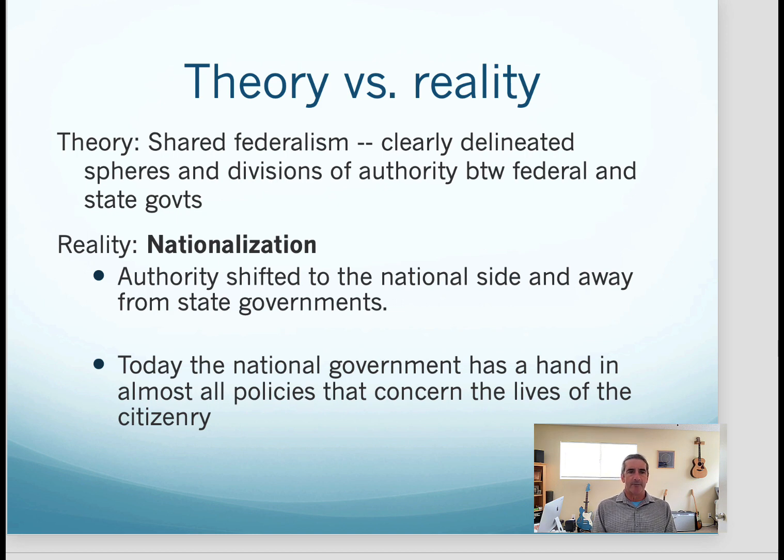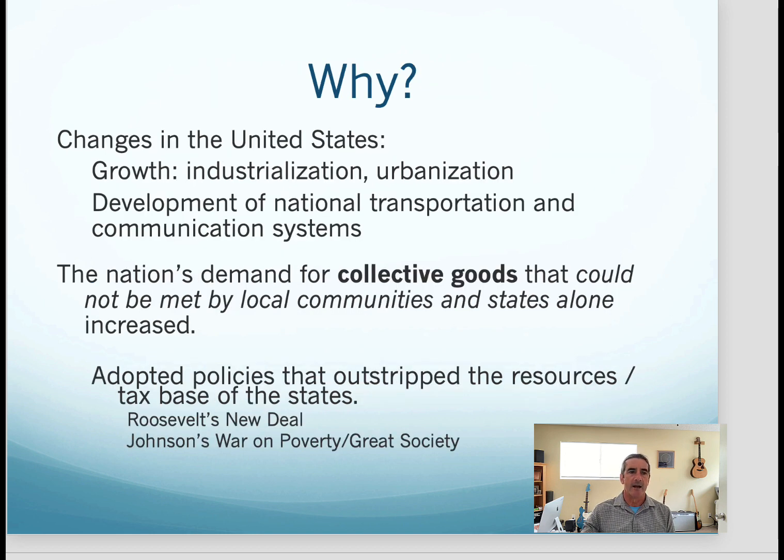The theory of shared federalism or dual federalism, where you have clearly delineated spheres and divisions of authority between the federal and state governments, that's not how things have played out over the course of our history. What has happened is authority has shifted toward the national government and away from state governments over the course of American history, to the point that today the federal government has a role in almost everything that concerns the lives of citizens. So I want to get into why exactly this is, what has actually happened.